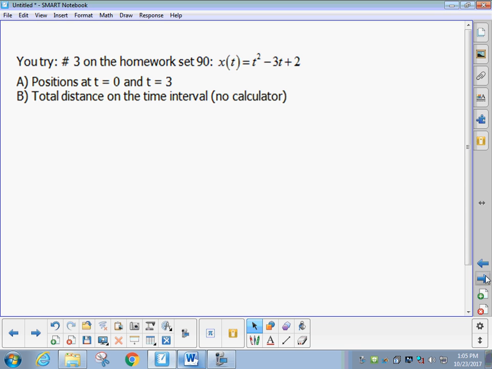Might as well point out the homework. The time equals 0 to 3. Yes.